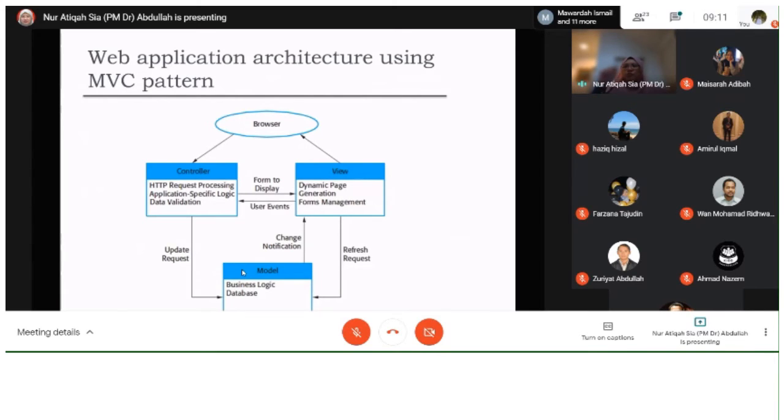Dia akan change notification. Okay, so and then dia katakan dia gunakan certain form ataupun dia nak gunakan validation, data validation. Dia akan request for data validation. Maka controller akan proses untuk data validation, send to the request. Request dalam model tu adalah validate data, update data, update profile dan sebagainya. Then dia baru akan change notifications and so on.